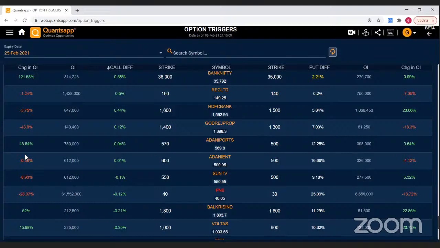But for Adani Ports, call writers are adding their positions. They are adding more and more positions. So this is how you can see it from the perspective of the call side.